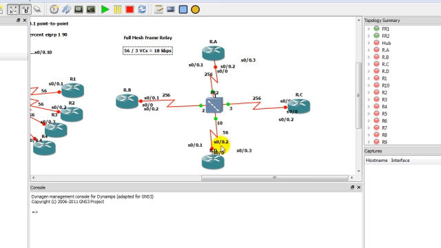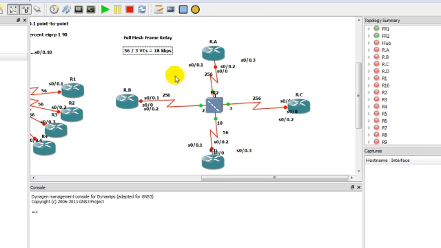So this is the first step. I want to take the lowest bandwidth and divide it by the number of virtual circuits I have. I have 3 virtual circuits, so 56 divided by 3 will equal 18 kilobit per second. So in each sub-interface which connects with routers C, A, and B, I want to configure the bandwidth to 18 kilobits.